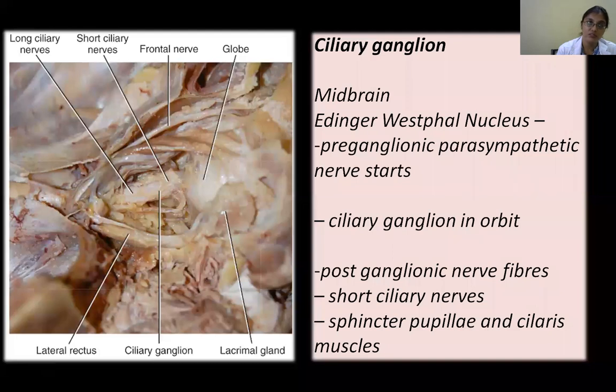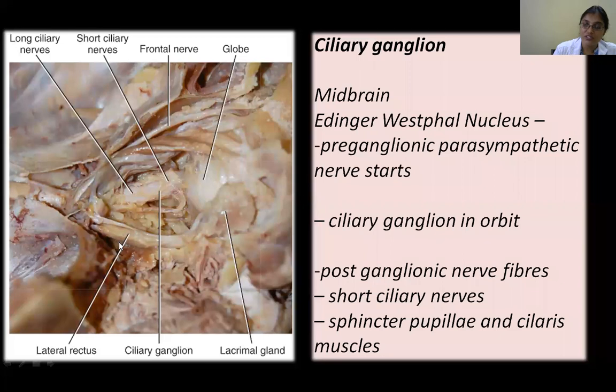I've told you that the motor exit from the CNS is very straightforward. It comes out of the CNS and just goes to its destination muscle. But if it is parasympathetic, it needs one more nerve to give the information, that is your postganglionic nerve fiber. So this preganglionic parasympathetic has to dump the information onto the head of the next neuron. This synapse occurs at one place that is called the ciliary ganglion.